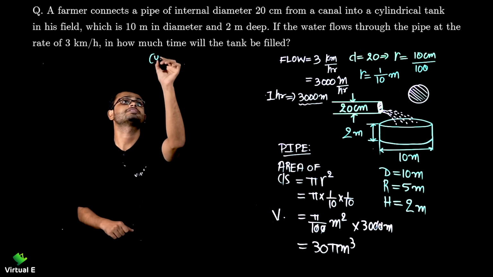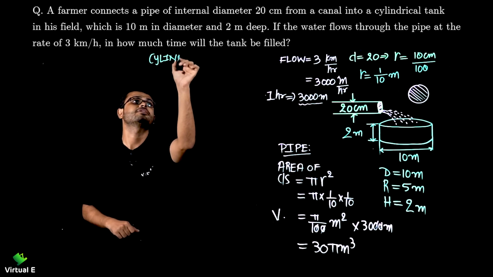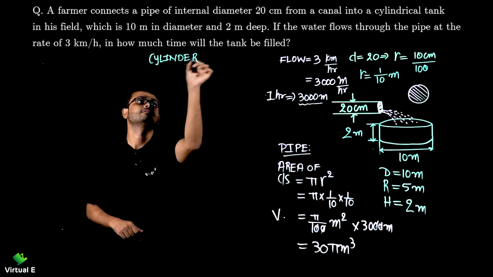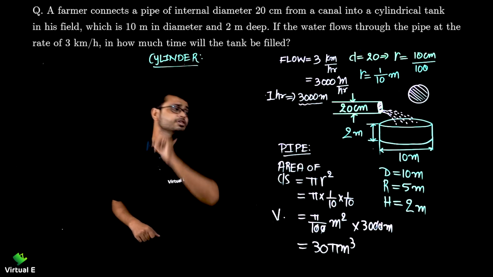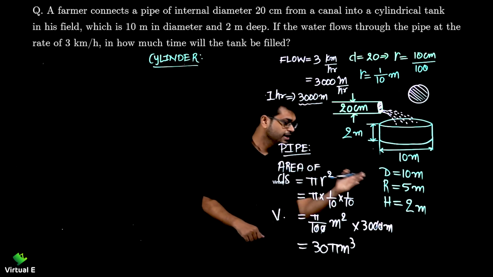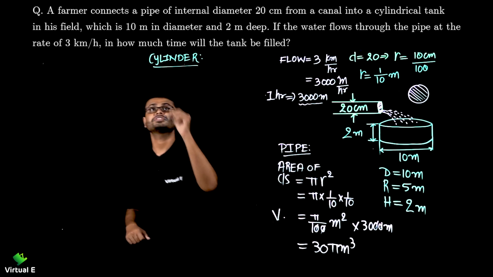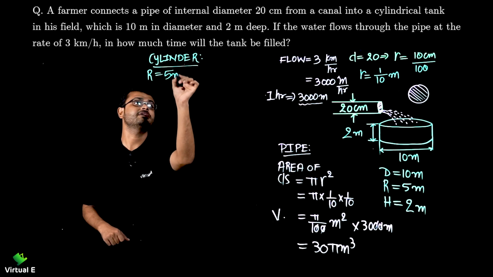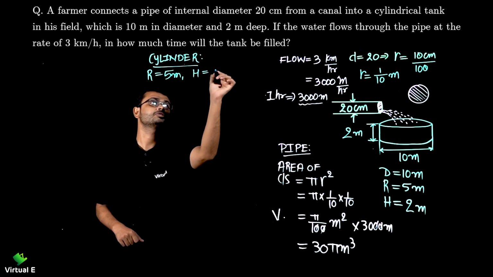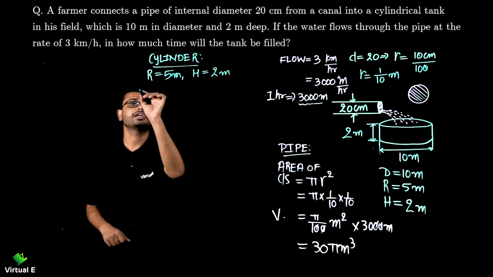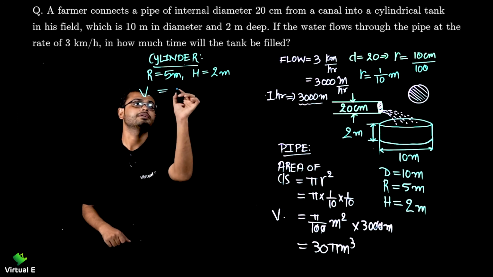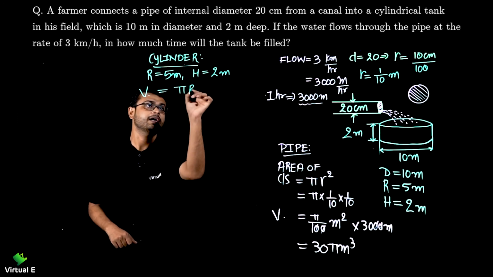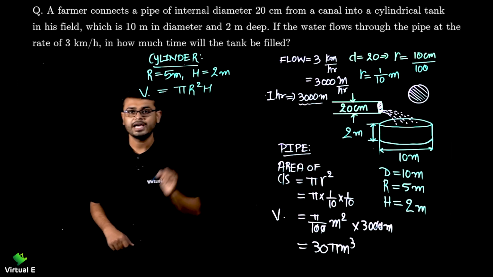So cylinder it is. Okay, for the cylinder we have radius as well as height. All information is given. So let's write radius is equal to 5 meters and height is 2 meters. Now let's find the volume. Volume of cylinder is pi capital R square capital H.